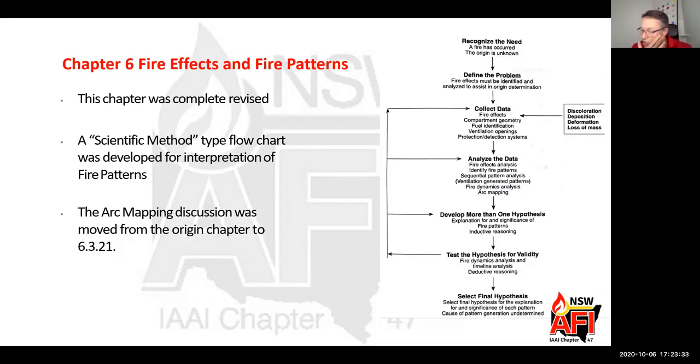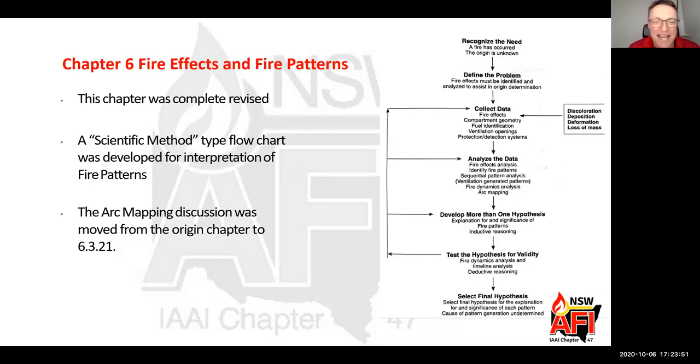Now, we'll go in the next slide what that means. But one of the big changes is arc mapping. It was moved away from electricity and origin determination and moved into fire patterns. And I think that's a good thing as well.